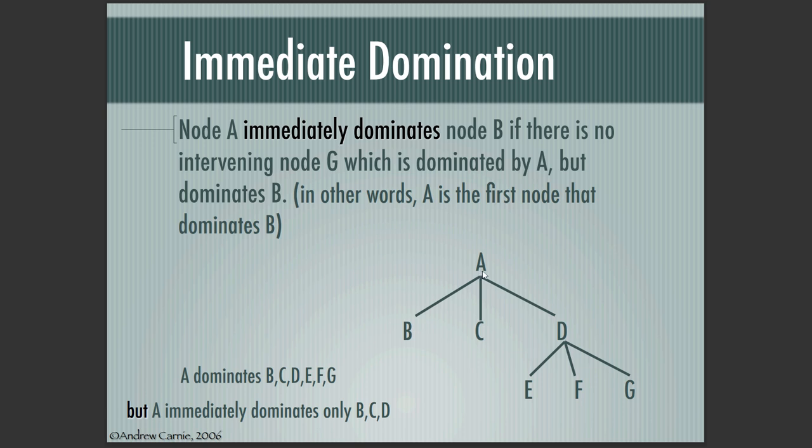But A does not immediately dominate E, F and G because there is an intervening node here, which is D. That's why A immediately dominates only B, C, D, and it does not dominate E, F, G in an immediate way, because there is an intervening node here, which is D.